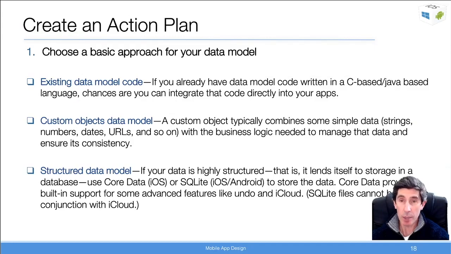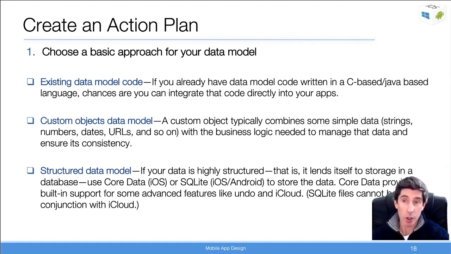So to go into a little bit more detail, choosing a basic approach for a data model, you can go into it in detail yourself there. I'll just quickly go through them. You have your existing data model code, you have your custom objects data model code, and you have your structured data model code. So the existing data model means you can actually leverage some code and some data model that you've used maybe in previous projects. That could be just brought straight in, okay? Especially if it's Java or if you've done it in Kotlin, okay? And that would be tied specifically to Android.